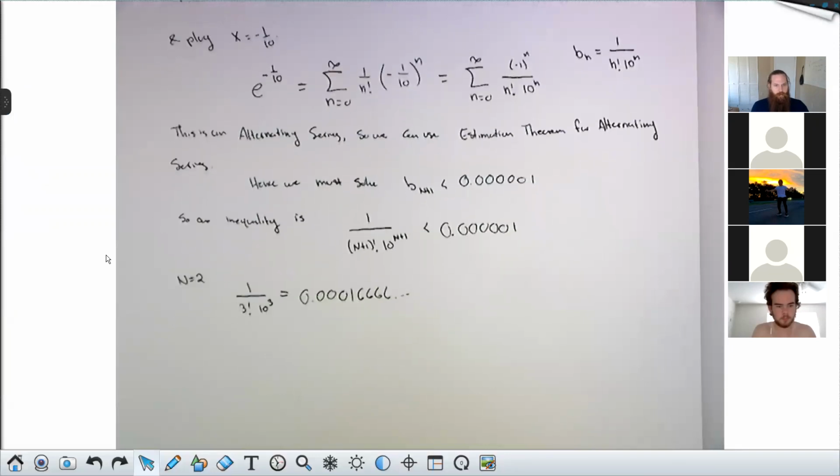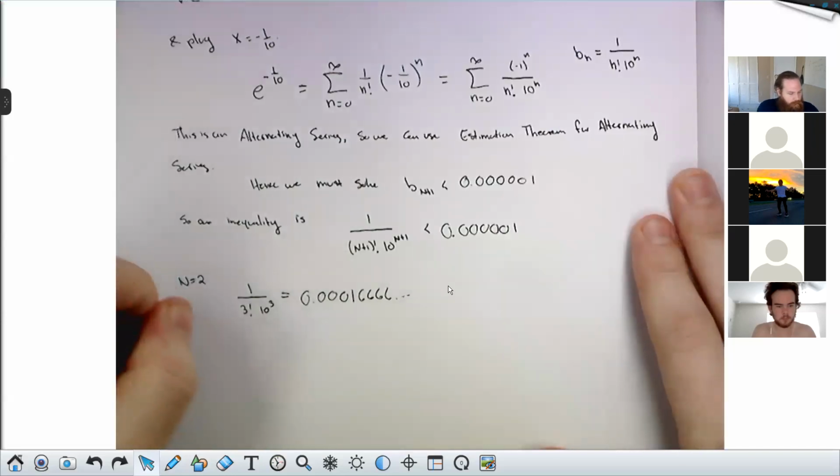So this is not yet small enough, right? I want this thing to be less than 0.000001. When n is 2, this thing is 0.0001666666. So we've got to go further. We'll try n equals 3.